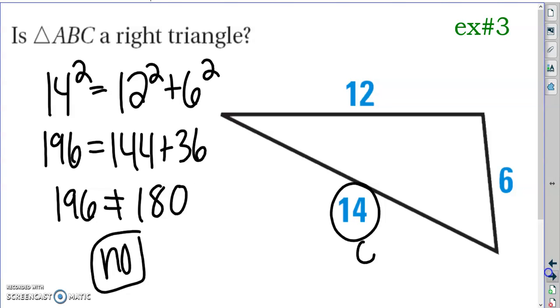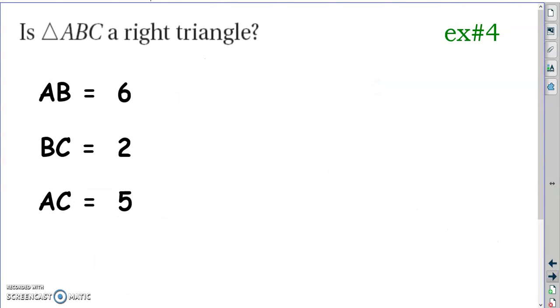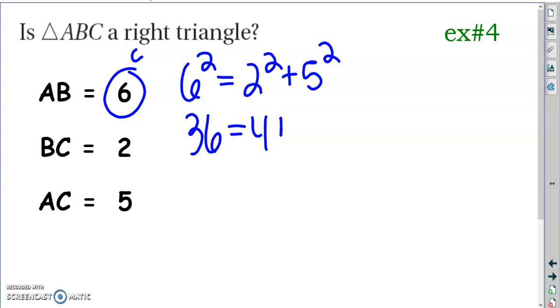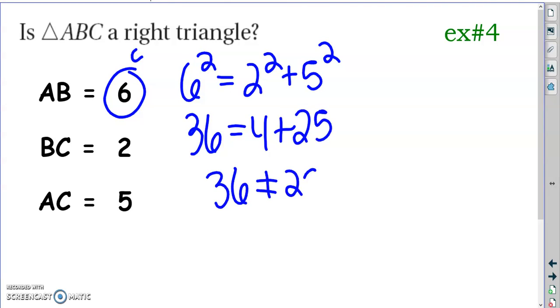Now, what if I wasn't given a picture of a triangle? You're going to do the same thing. You're going to take the longest side, and that's your c value. So does 6 squared equal 2 squared plus 5 squared? Does 36 equal 4 plus 25? No, 36 does not equal 29. Therefore, triangle ABC is not a right triangle.